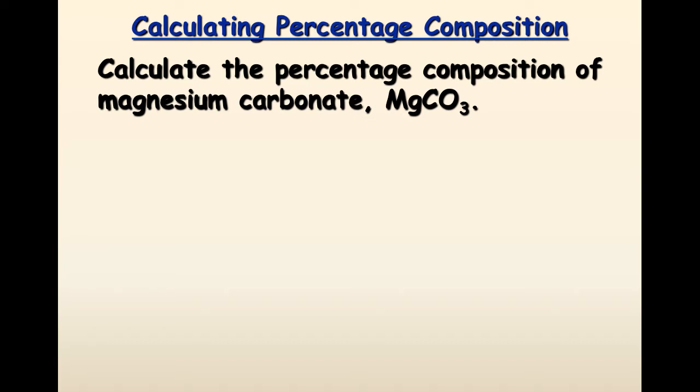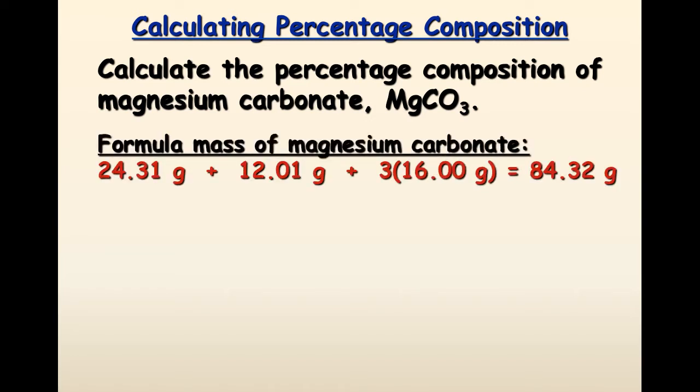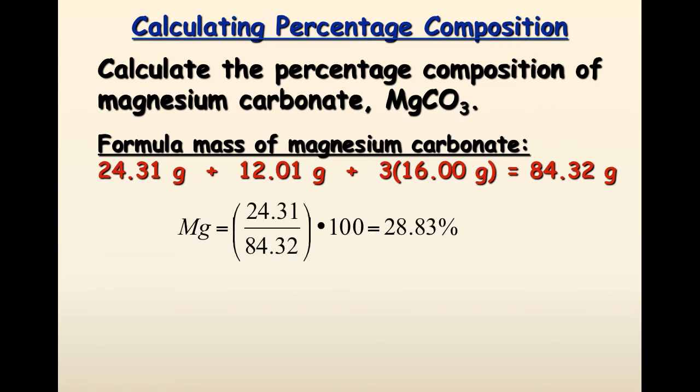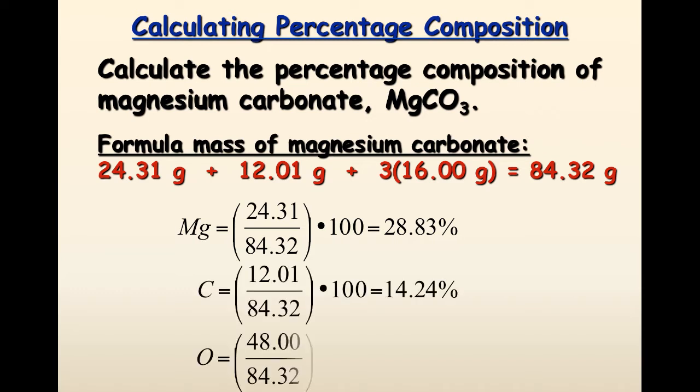First part, looking at calculating the percent composition. So looking at how much of each element is in each compound. Need to figure out the total molar mass of the compound. We all know how to do that one. And then looking at each individual element, take the element's molar mass divided by the compound's molar mass times 100. So for magnesium, carbon, and oxygen. And the whole thing should add up to 100.